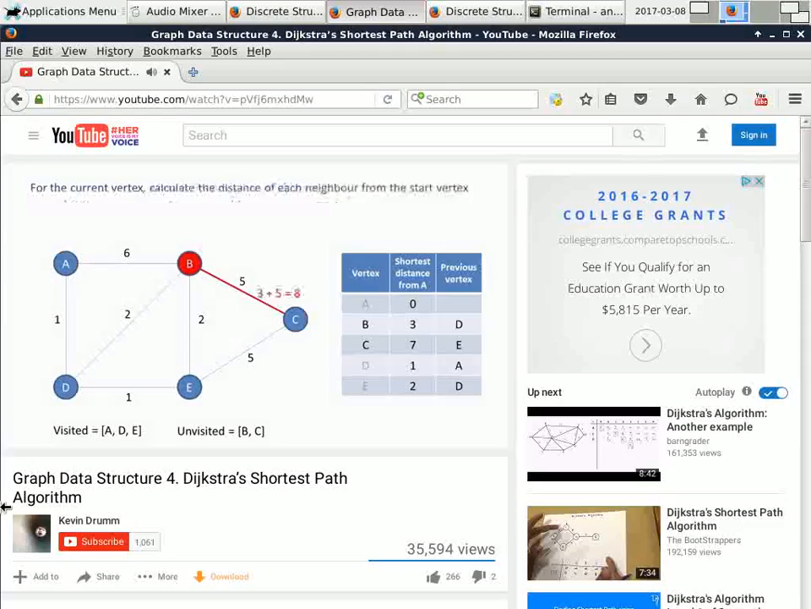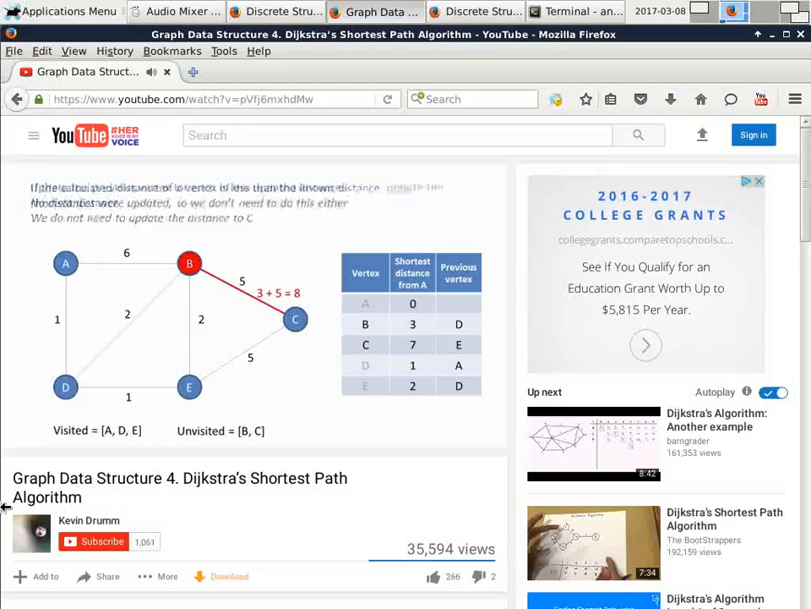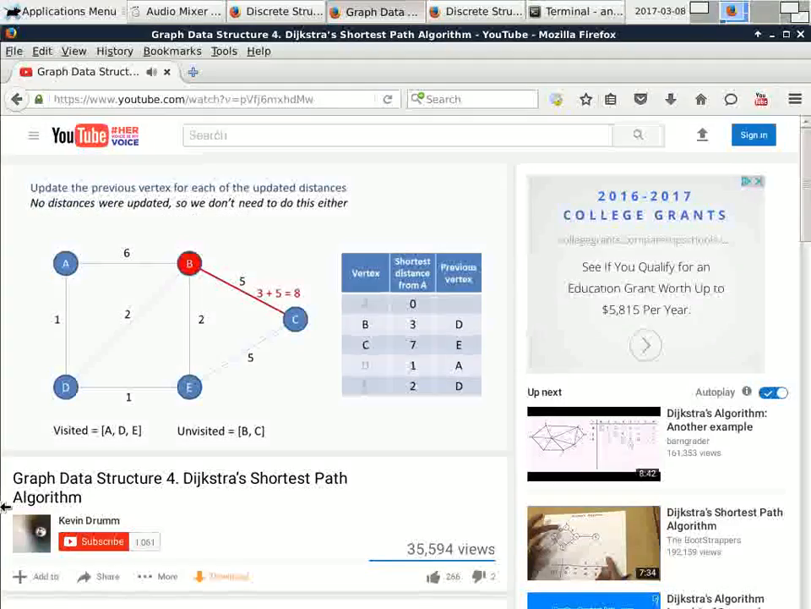For the current vertex, calculate the distance of each neighbour from the start vertex. So performing the same calculation again, we find that our total distance from A to C is 8. If the calculated distance of a vertex is less than the known distance, update the shortest distance. Well, the value in the table for C is currently 7, so we don't need to do this. Update the previous vertex for each of the updated distances. No distances were updated, so we don't need to do this either.